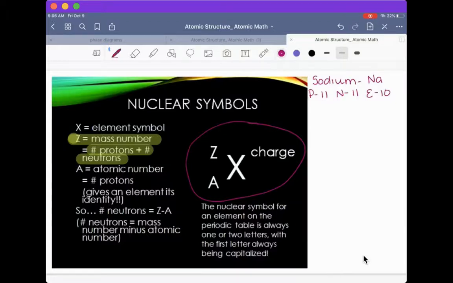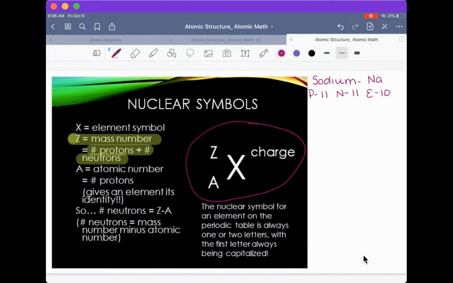Okay, so this brings us to how we represent atoms when we're talking about their atomic structure, when we're talking about how to represent them in a chemical reaction or in a nuclear reaction. How do we do this without having to write down paragraphs explaining all of the things that are going on with that atom? So we do that in chemistry with symbolization. All right, so we are going to symbolize our atoms, and it's going to give us all the information we need to know about that atom.